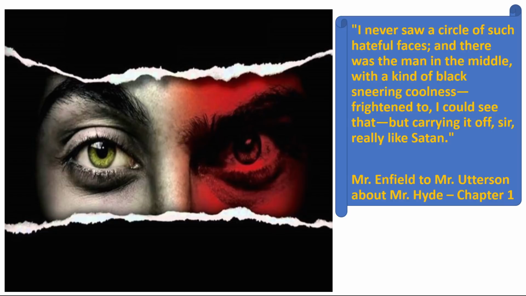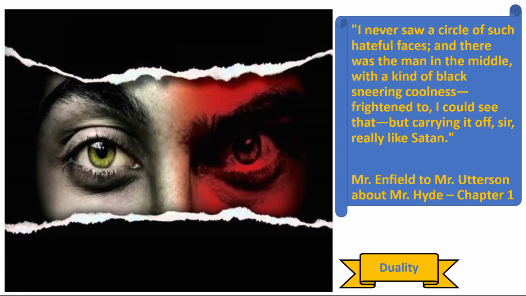Here's Mr. Enfield again to Mr. Utterson in the aftermath of that trampling of the child, as a London mob accosts Mr. Hyde and surrounds him. Again, a couple of things going on here, a couple of themes that I think are worthy of some consideration.